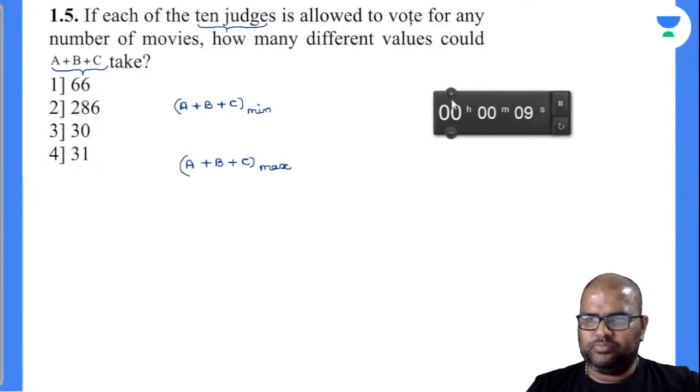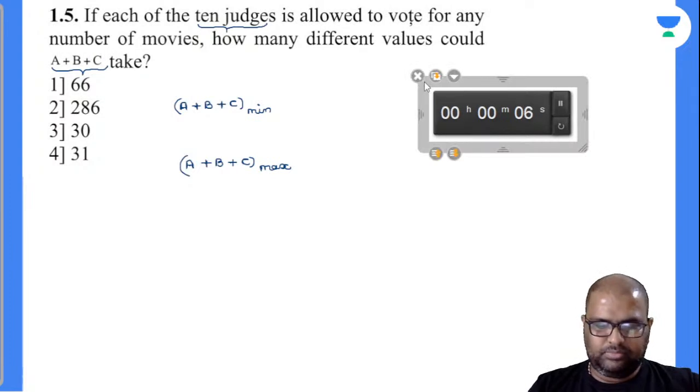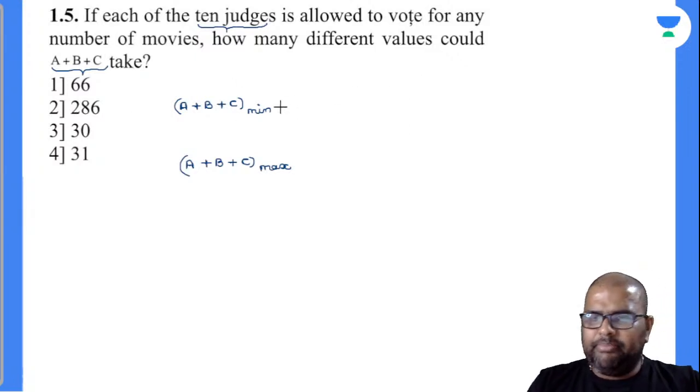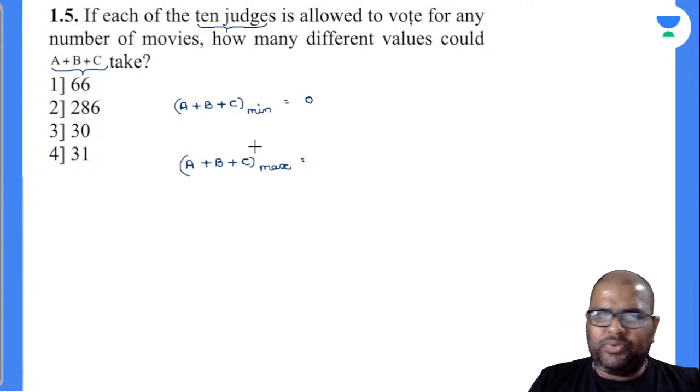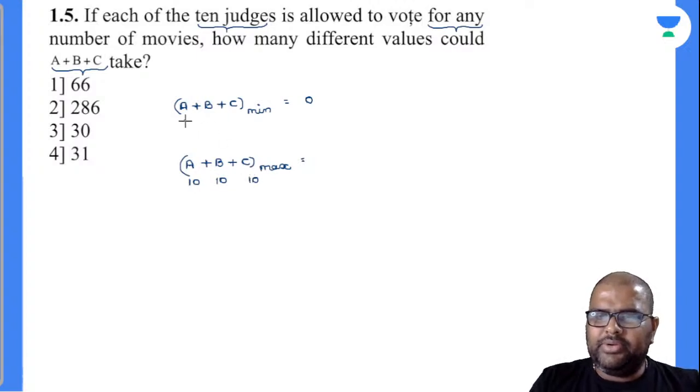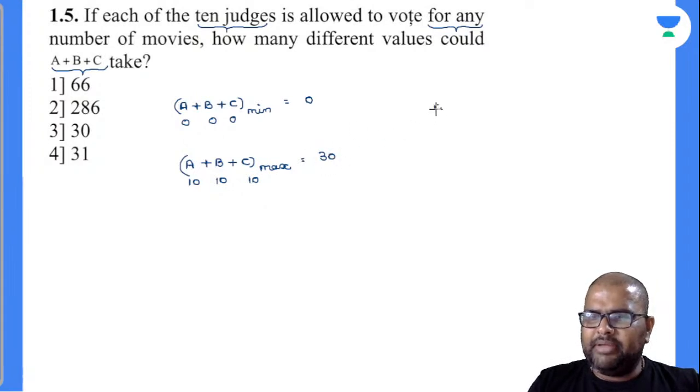Anybody? Is there any condition that the judges have to give at least one vote to any movie? No, there is no such condition there. So the minimum value will be 0. What will be the maximum value? Let us suppose all the 10 judges voted for A, all the 10 judges voted for B, all the 10 judges voted for C, because they can vote for any number of movies is the valid condition there. So what will be the maximum value here? 10, 10, 10. So minimum value is 0, 0, 0. So max value is 30. So your answer can be from 0 to 30.